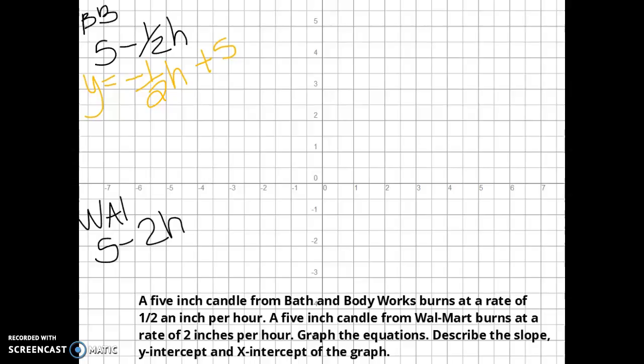The Walmart candle is burning, or taking away size, at a rate of 2 inches per hour, even though we start with, again, 5 inches. So now let's graph this equation.